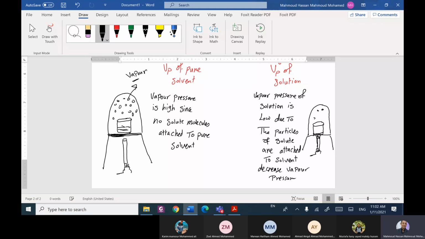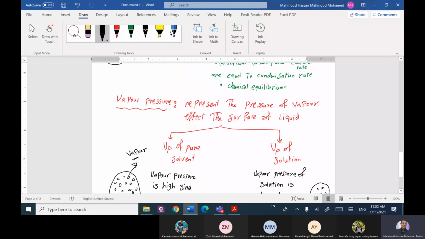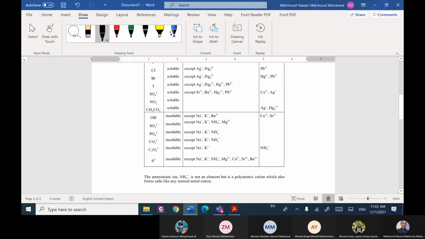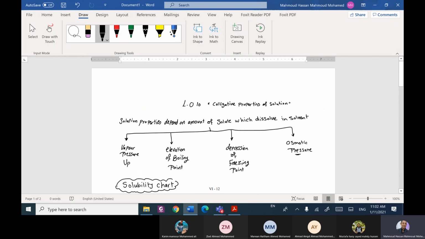We'll find the vapor pressure will decrease. Return back to the second property. Vapor pressure helps us to predict the purity of the substance in front of us. If we have a pure solvent, we'll find it forming a high vapor pressure inside the closed container. But in the case of solutions, we'll find the amount of vapor will be decreased.